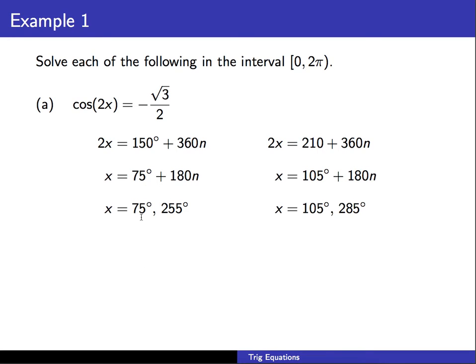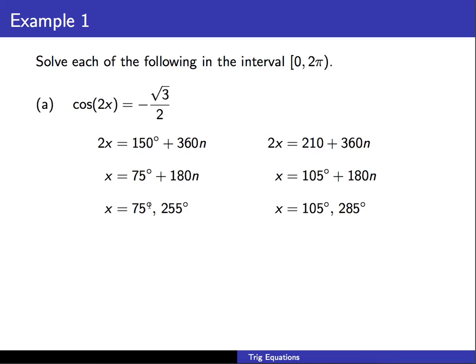Let's start with our first one. We can start with 75. That's between 0 and 360. If we add 180 to 75, we get 255. That's between 0 and 360. But if we add 180 to 255, we get 435, which is not between 0 and 360. So we don't want to go beyond 255 degrees.